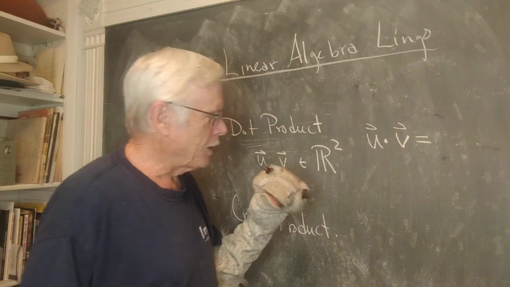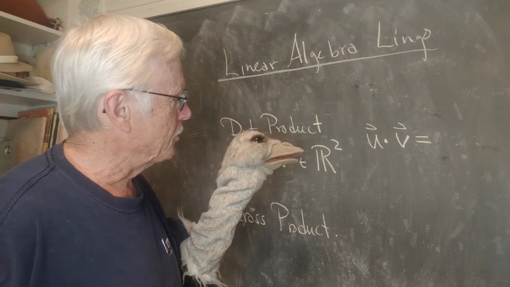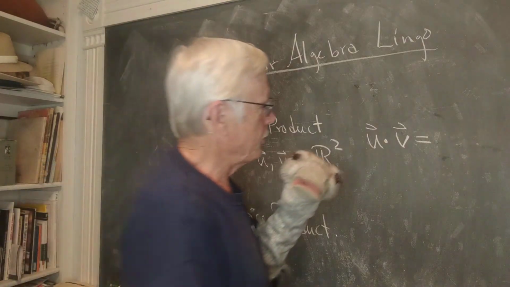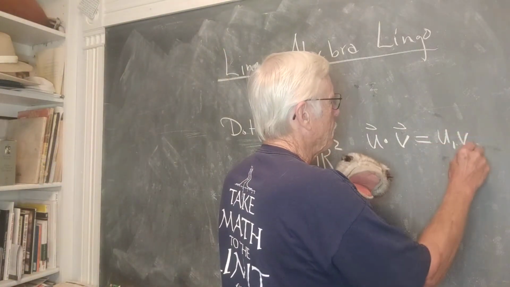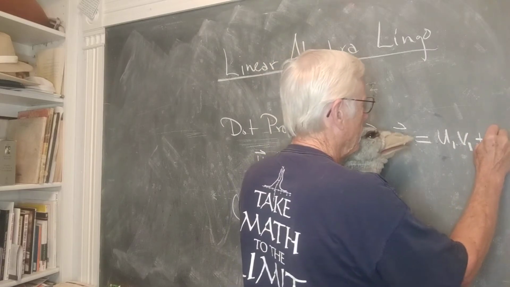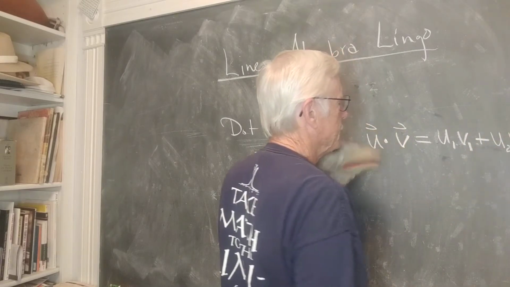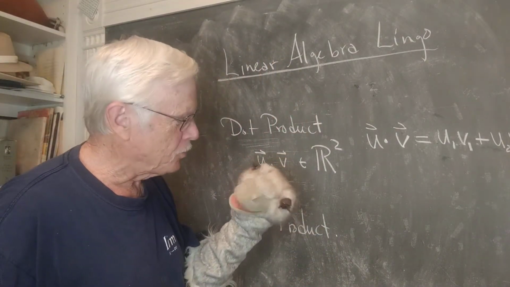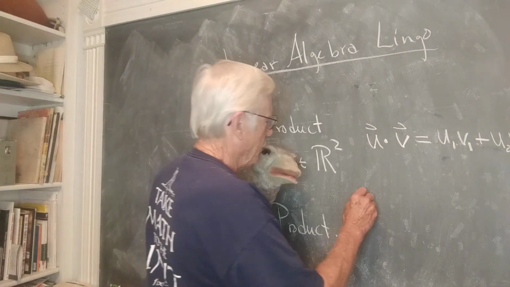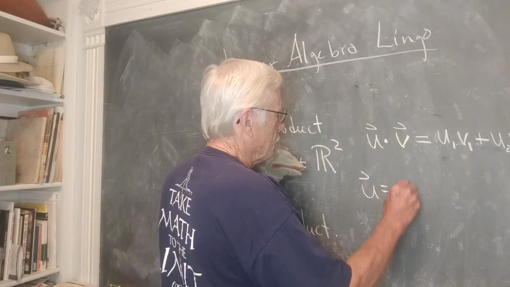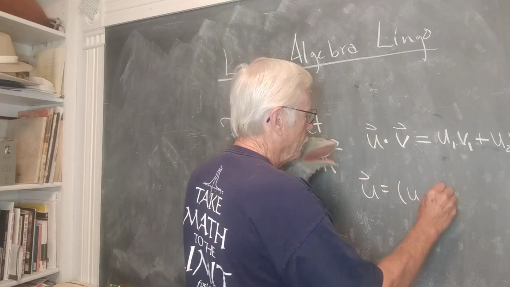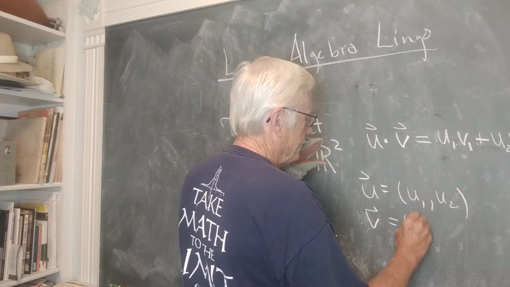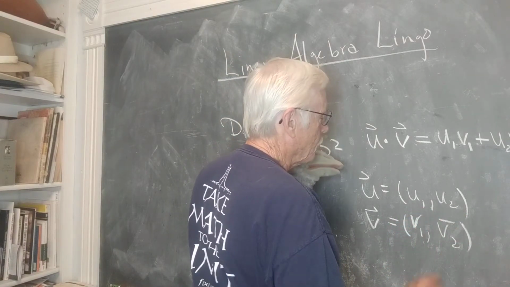Okay. But in this case, that dot product, how do you do it? What is it? Well, you do this. You take u1 v1 and add it to u2 v2. So what are these u1 and u2? What are the v1 and v2? Okay. u equals (u1, u2), and v equals (v1, v2). Yes, you got it.